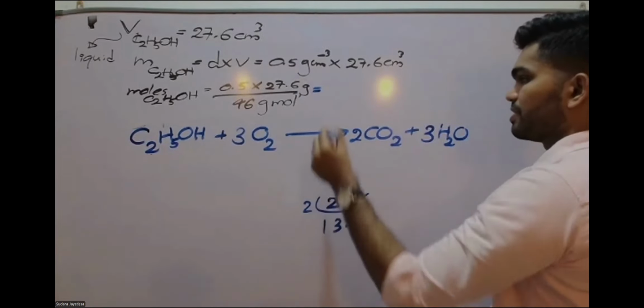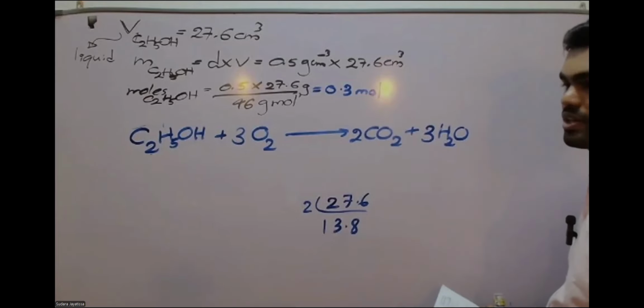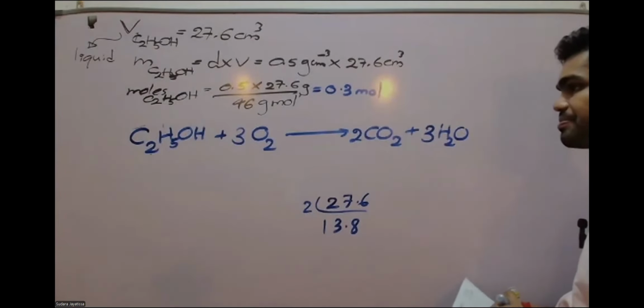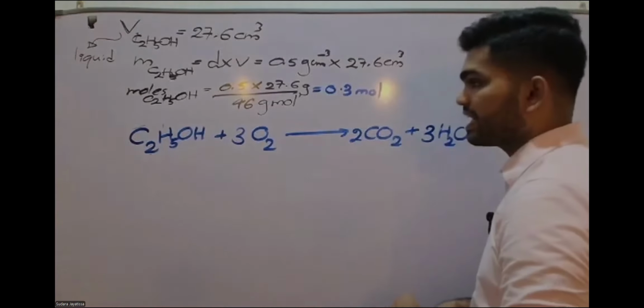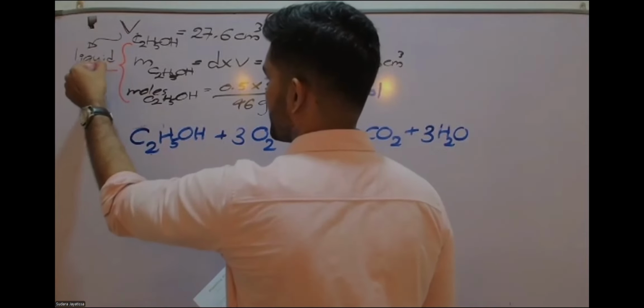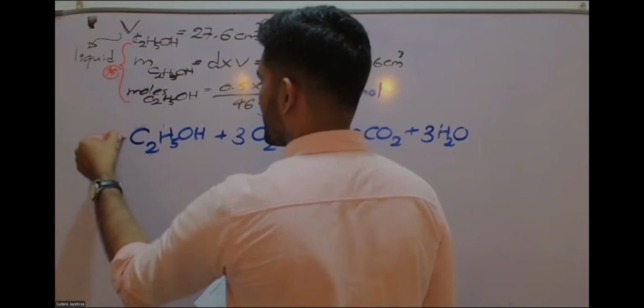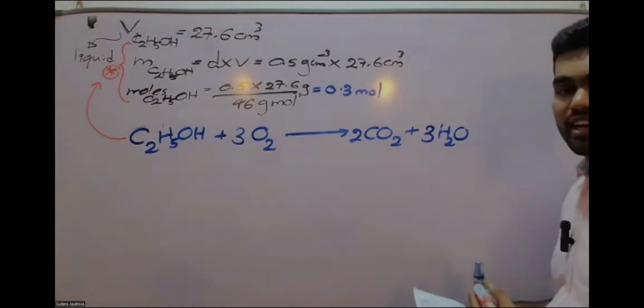So 0.3 moles of ethanol are added. That is the number of moles of ethanol added. That's what I want to highlight. This method we followed here is the first time we are seeing in a question in our class. So study it. How did I get that answer?